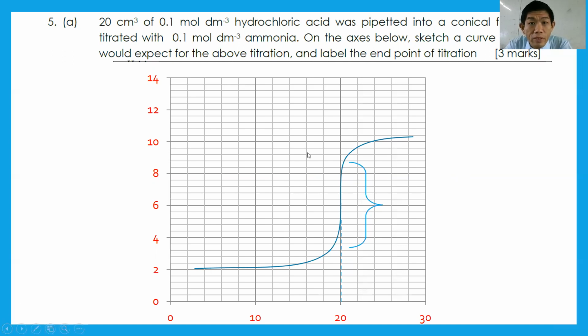But the most important point is, because this is a strong acid weak base titration, you're expected to have a pH range below 7. Okay, you have to have the endpoint below 7 here. So this is just an example of a diagram. As long as your neutral point in here is in the acidic range, then this graph is accepted as your answer.